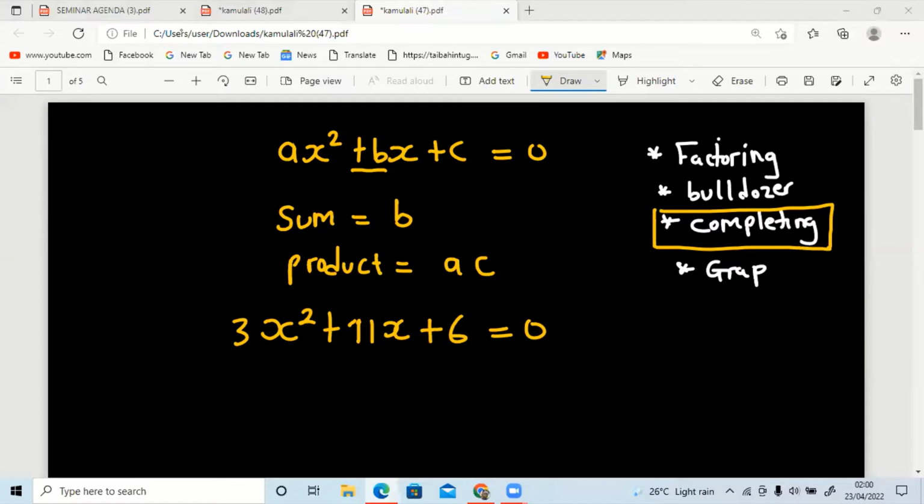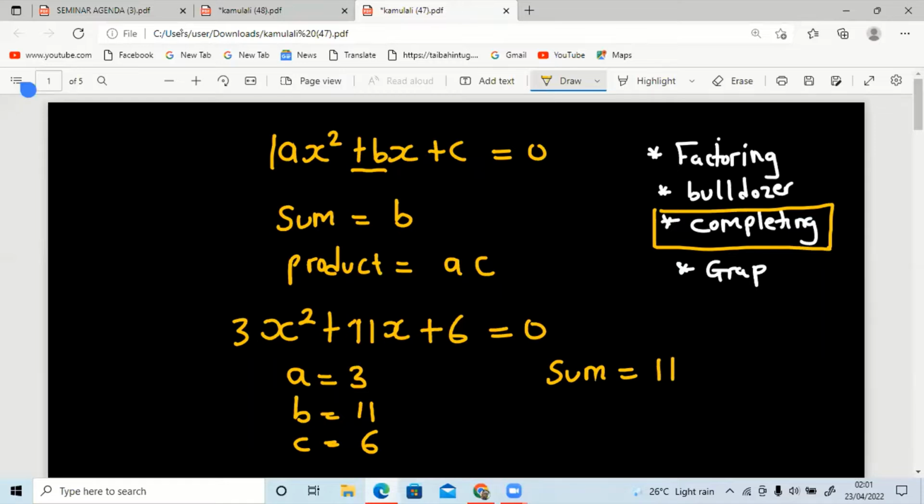Can someone tell us what is your coefficient of x squared? What is a, what is b, and what is c? So what is our a? When you compare the original equation, a is 3. Good. What is b? 11. B is 11. And what is c? 6. Good. So for this equation, we have said that our sum is equal to b. So our sum will equal to what? 11. Good.